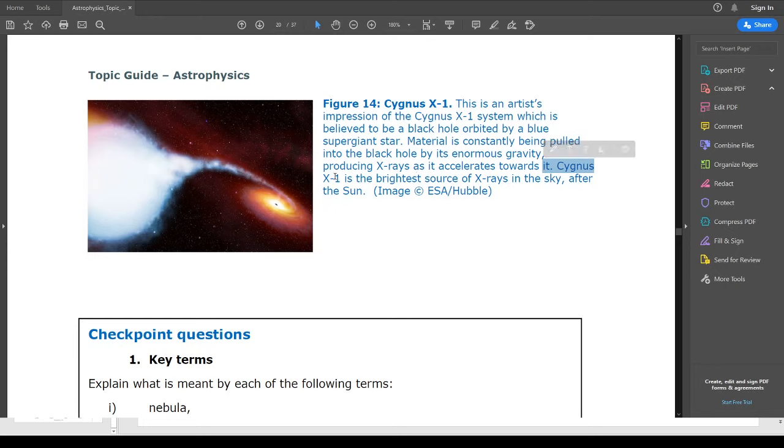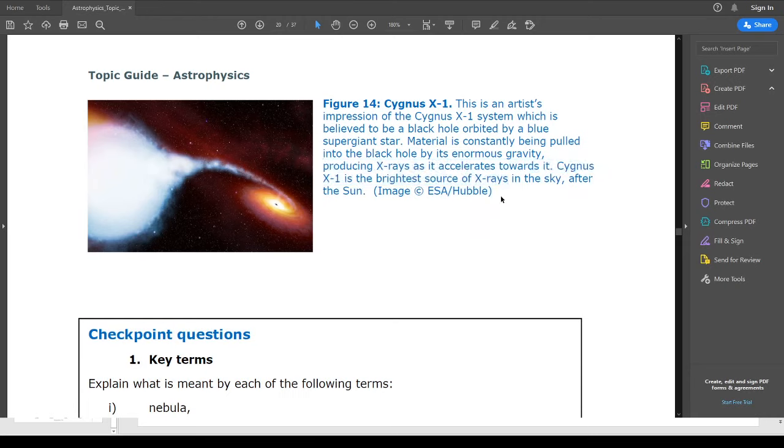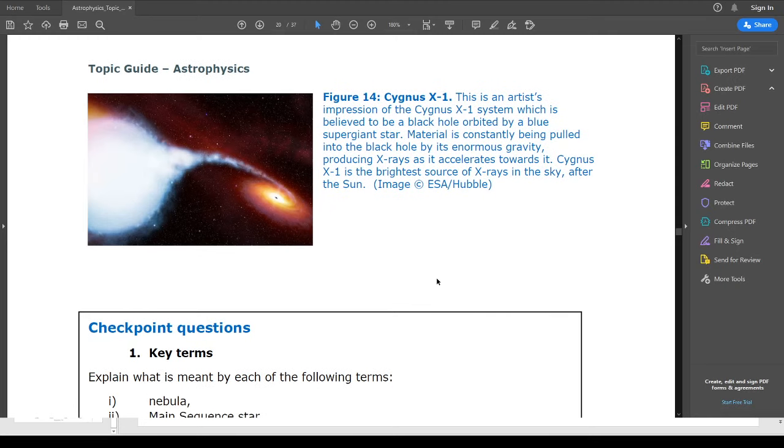Cygnus X-1 is the brightest source of X-rays in the sky after the sun. We get a lot of X-rays from the sun because it emits all the electromagnetic radiation, but this is a very bright source of X-rays because it's really bright. You see, it's emitting from a black hole. That's the event horizon, the circle around the black hole that you see.